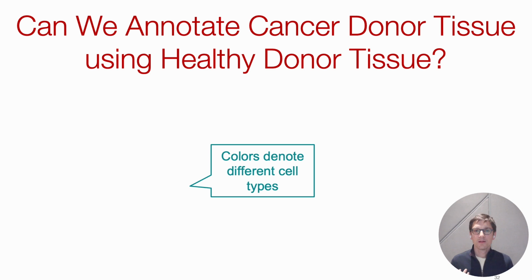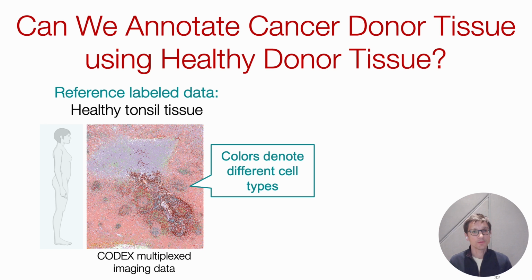So as a case study, we ask ourselves, can we annotate cancer donor tissues using healthy donor tissues? We'll use a healthy donor tissue as a reference. We will get an unannotated cancer donor tissue. And the question is, can we annotate the unannotated tissue from a cancer patient? Can we identify the cell types that are shared, and can we discover the new cell types that do not exist in the healthy tissue?